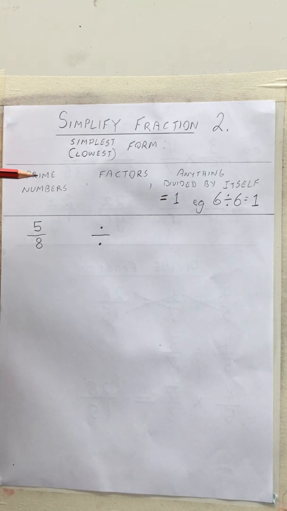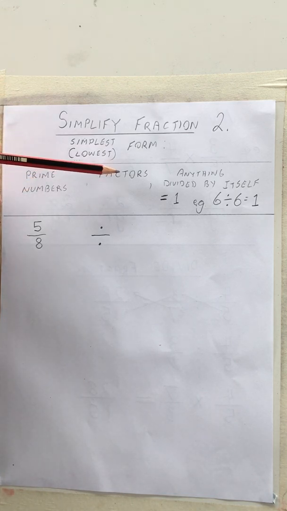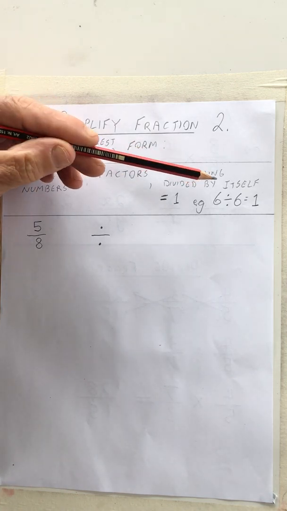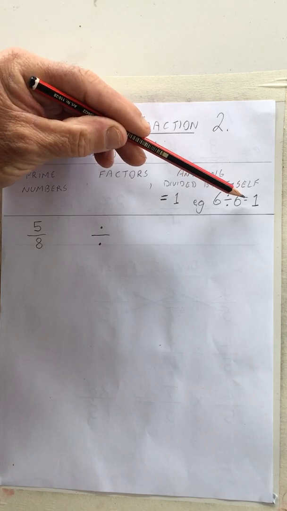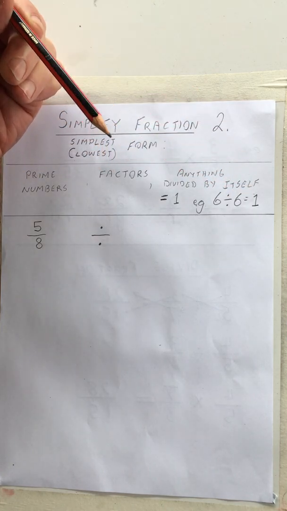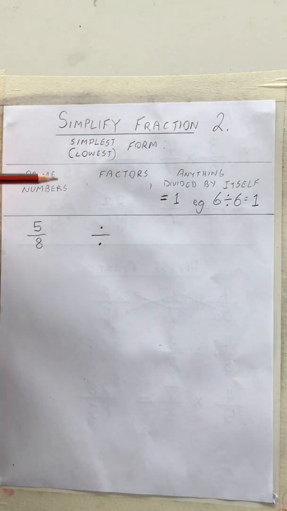The concepts I'm going to use are prime numbers, which we've practiced a lot. I'm hoping that you're quite confident with prime numbers. The concept of factors, and another concept, anything divided by itself is equal to 1. An example of that would be 6 divided by 6 is 1. So we're going to use those ideas in simplifying fractions.